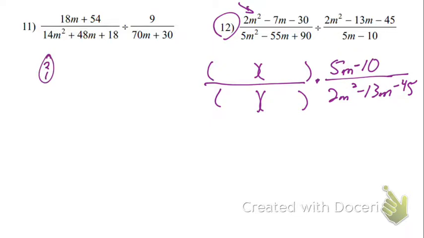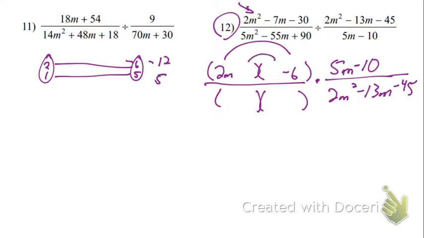So 2 and 1, and then 30 is normally 6 and 5. I'm trying to get 7, so 2 times 6 is 12. 1 times 5 is 5. Yep, if I make that negative. So this will be 2m pairing up with the negative 6 over here. Don't forget, these are the upside down lines. And then 1m pairing up with the positive 5.